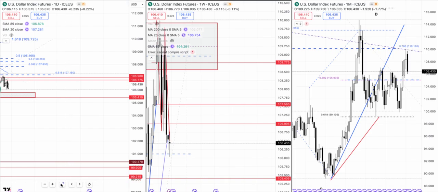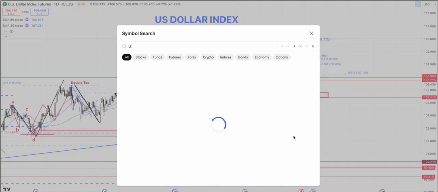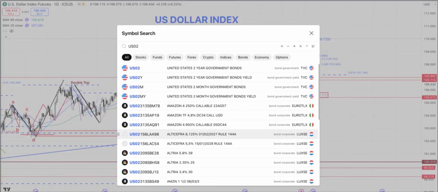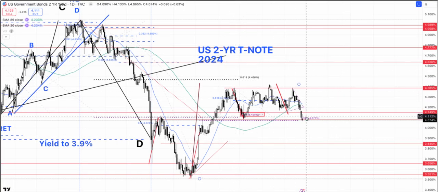Now, let's start to take a look at the yields, because something really interesting is happening in the bond market. I will start by taking a look at the shorter end of the curve. So let's start with the 2-year Treasury notes. And wow, they are right at our 38.2% retracement, 4.07. It is also the bottom of this trading range.